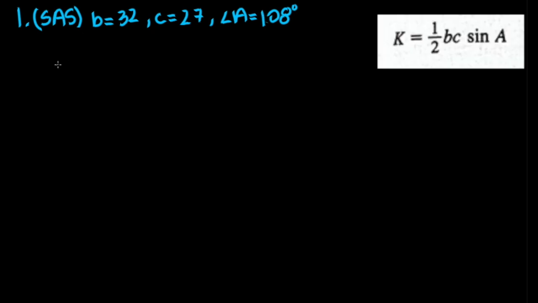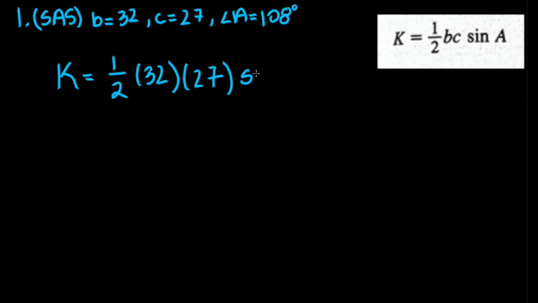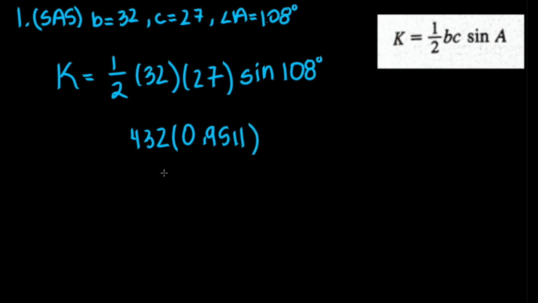So K is going to equal 1/2 times b, which we are told in our problem is 32, times c, which we are told in our problem is 27, times the sine of 108, or the sine of measure A. This equals 432 times 0.9511. So our final area is going to equal 411. So the area of this triangle is 411 square units.